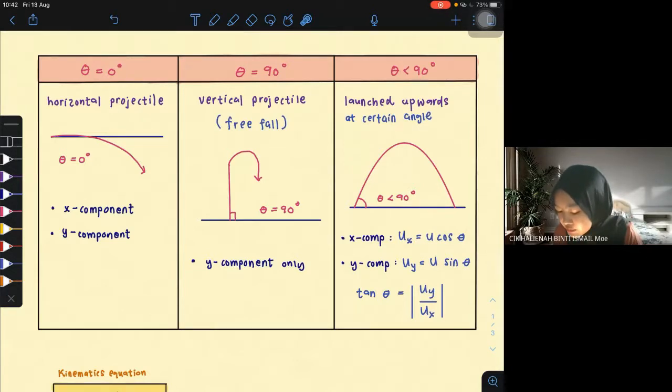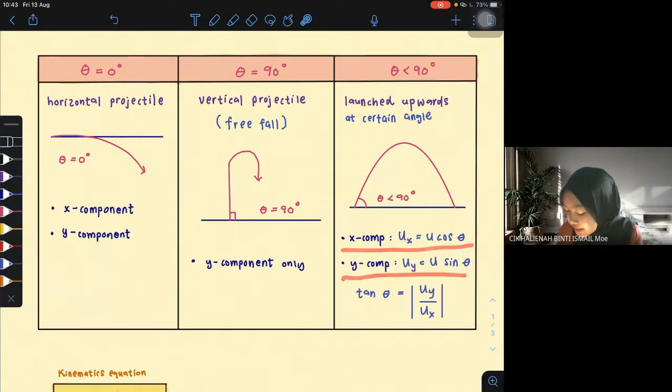And then the next one is angle less than 90 degrees. An angle less than 90 degrees means the object will travel at a certain angle. Usually, for example, when we kick a ball, it goes up and then falls back down. So the angle must be less than 90 degrees. When there is an angle here, we will resolve into two components, X and Y component.